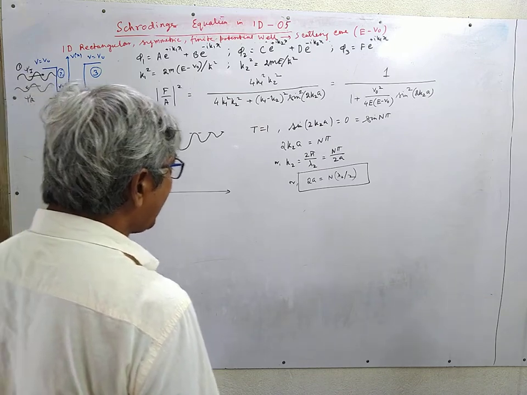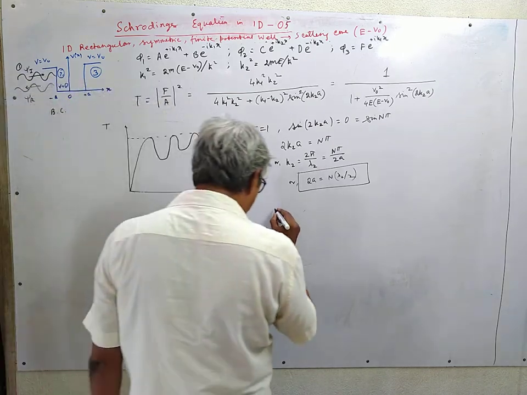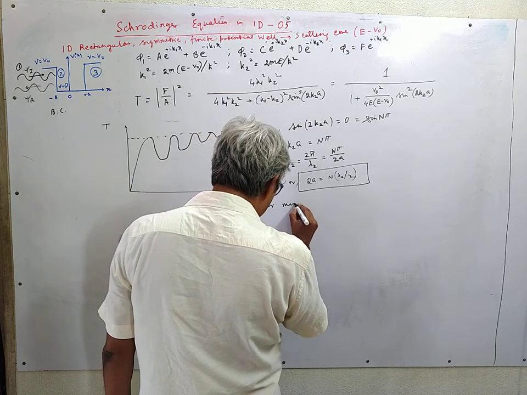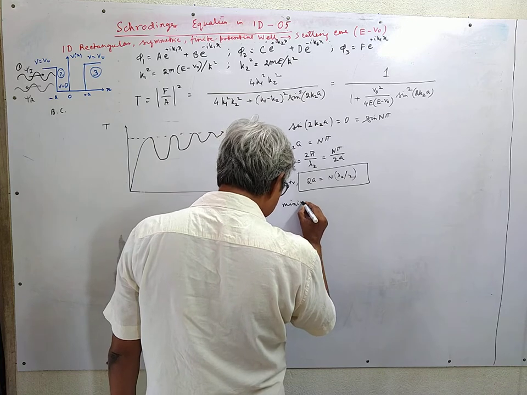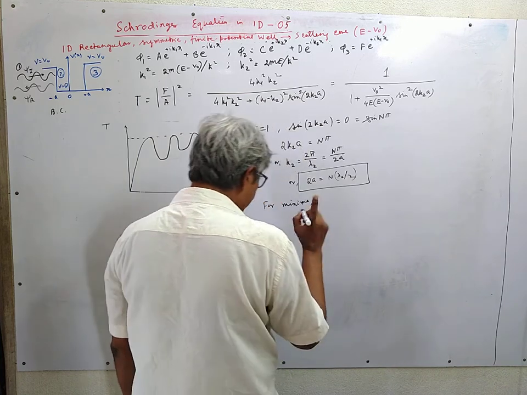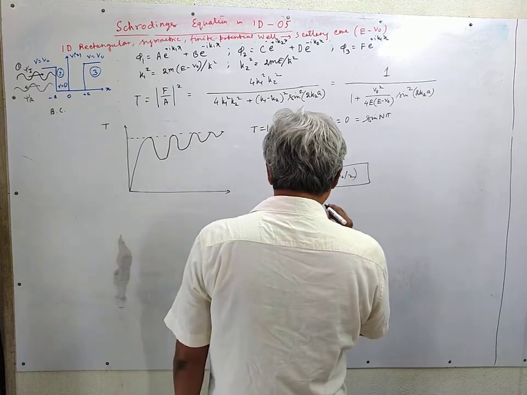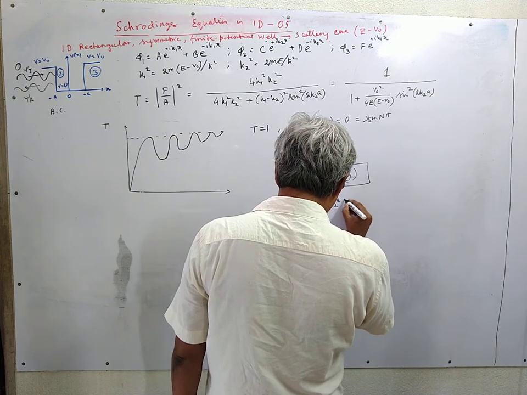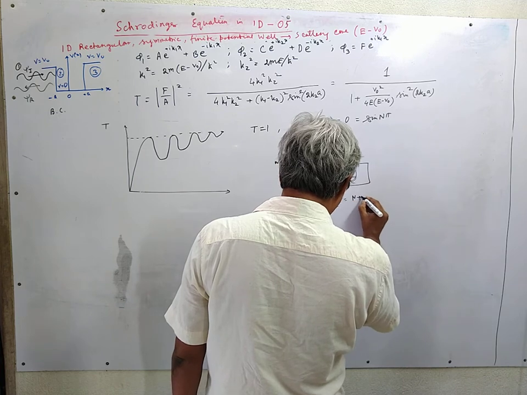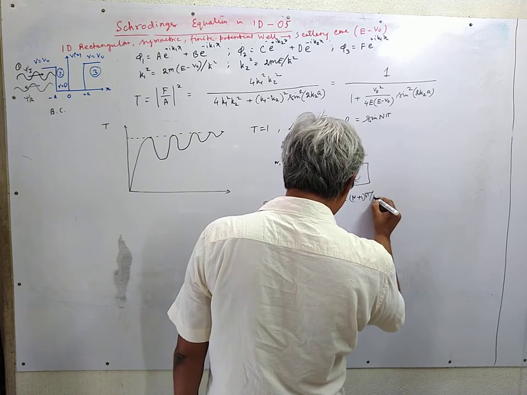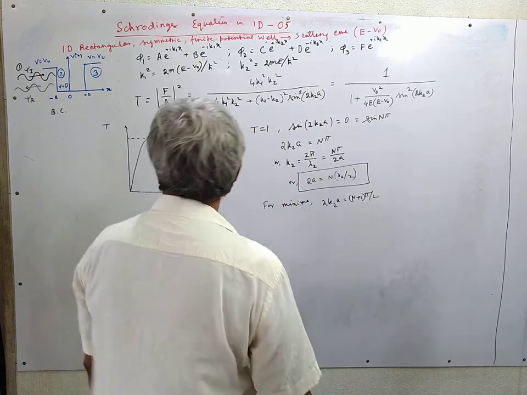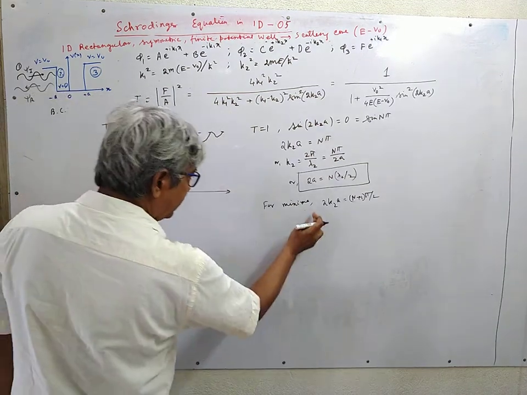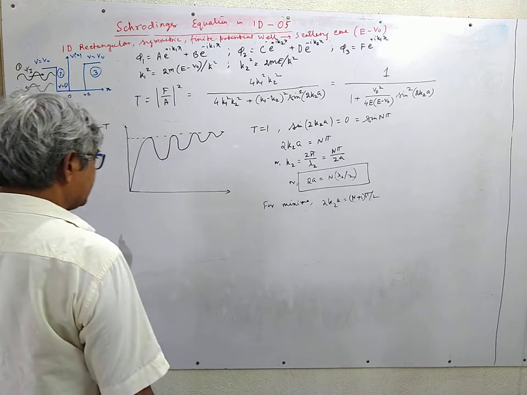And for minima, which is not equal to 0, mind it, twice k2 a is equal to (n plus 1) pi by 2. This represents this point. At this point, this condition is satisfied.